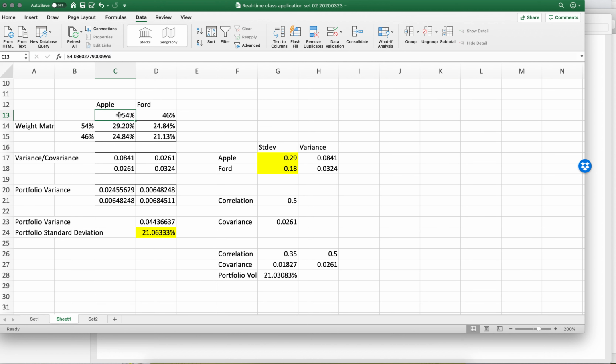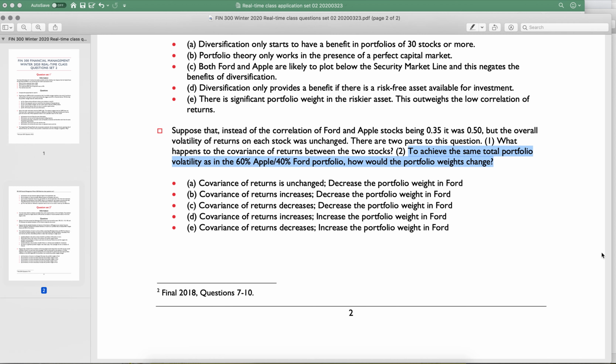So we saw that the Apple weight went down and the Ford weight went up. So we're going to increase the portfolio weight in Ford, and therefore the answer to this question is D.